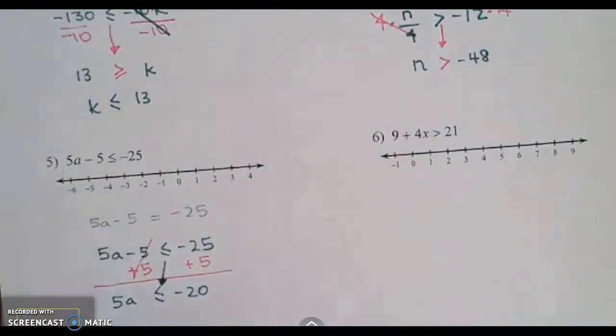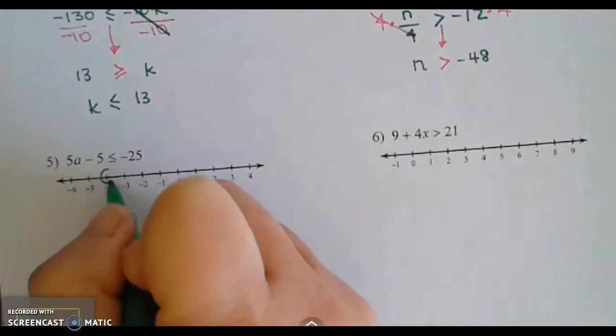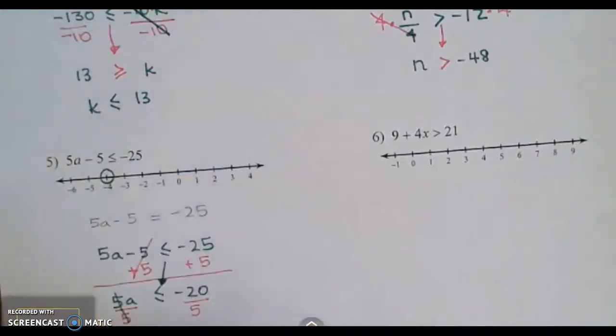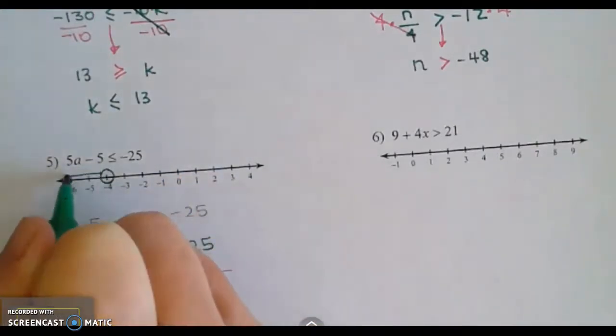And then from here, I don't want 5a, I just want a. So I need to be thinking about what is 5 doing to a. It is multiplying, so I need to undo multiply by 5 by dividing both sides by 5. And that becomes my 1. And a is less than or equal to 20 divided by 5 is 4. Negative divided by positive is negative. So I have a is less than or equal to negative 4. So I find my negative 4 here. And I am pointing to the left.